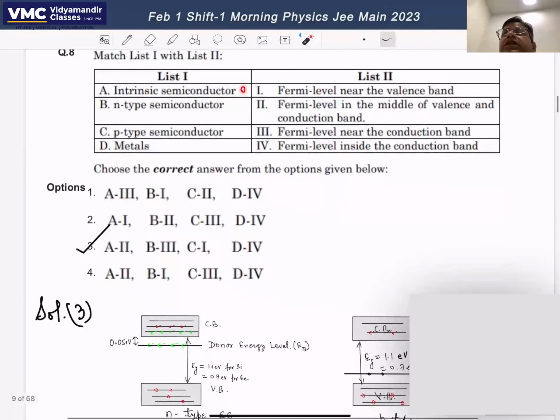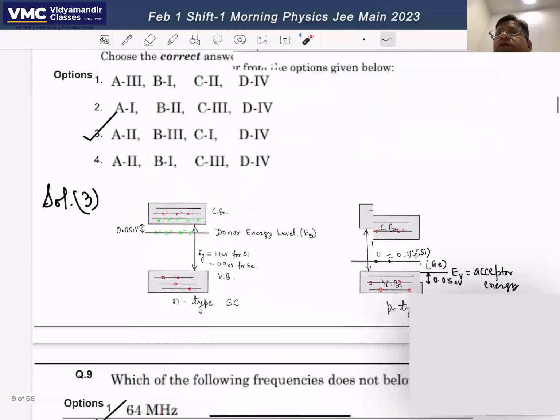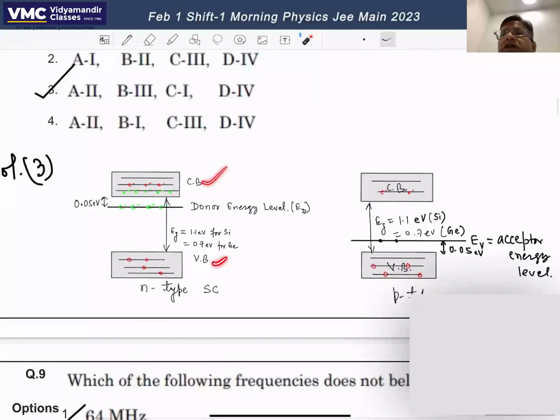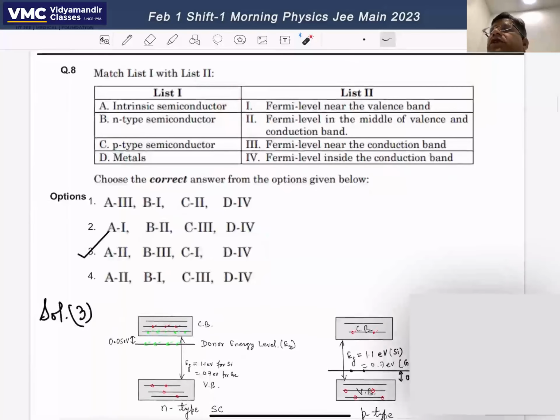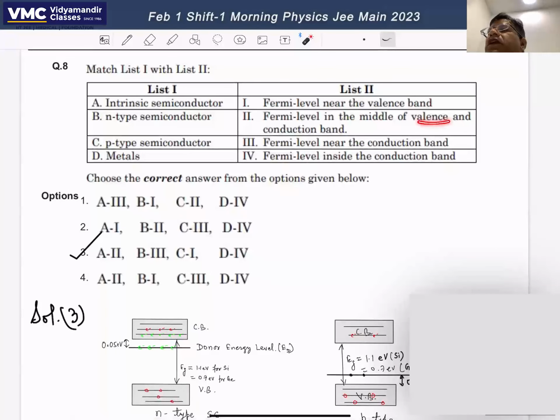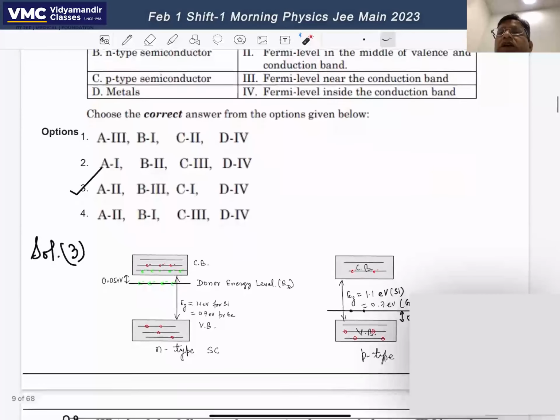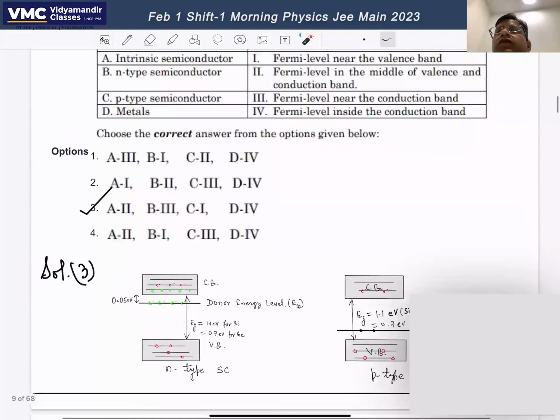In an intrinsic semiconductor, some doping is done, and due to this, between the conduction band and valence band, an intermediate Fermi level is developed. That's why in an intrinsic semiconductor, the Fermi level in the middle of valence and conduction band will be there. That is option 2. So A has option 2.